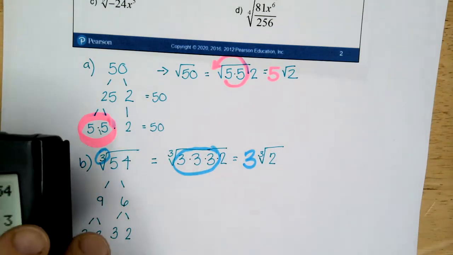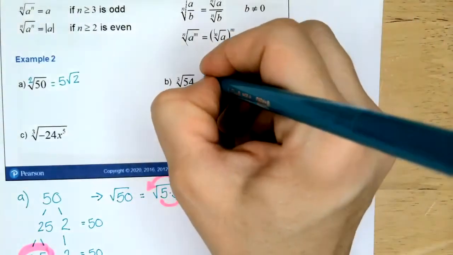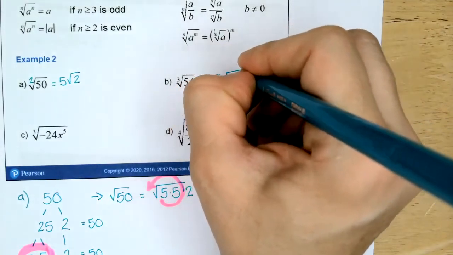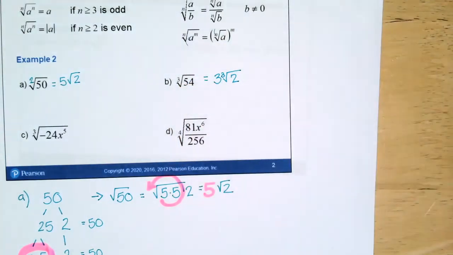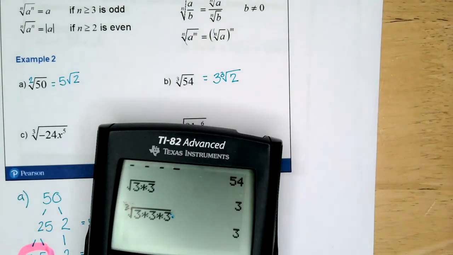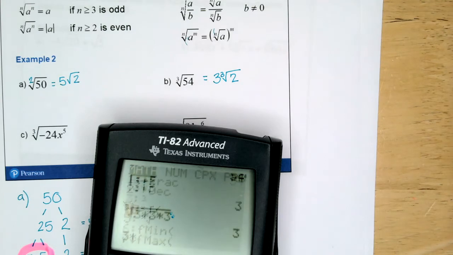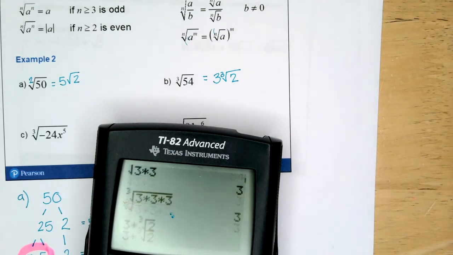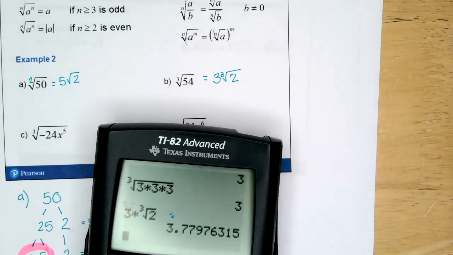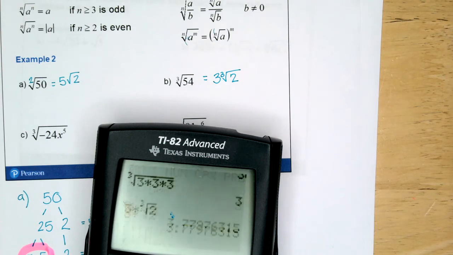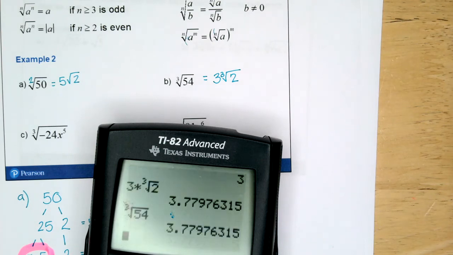So the answer of the cube root of 54 is 3 cube root 2. So that's the simplest form. And you can just put it into your calculator: 3 times the cube root of 2 is that term. And then the cubed root of 54 is that same term. So that's how you would check your answer.